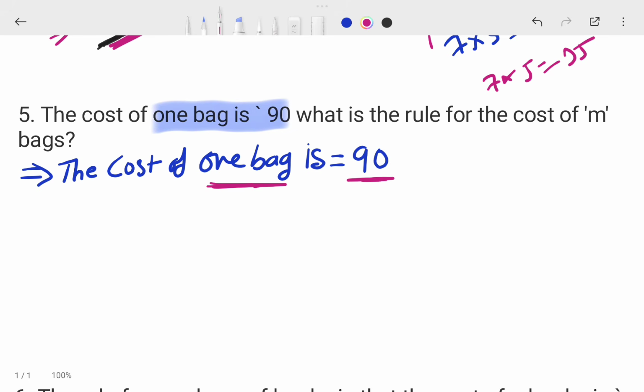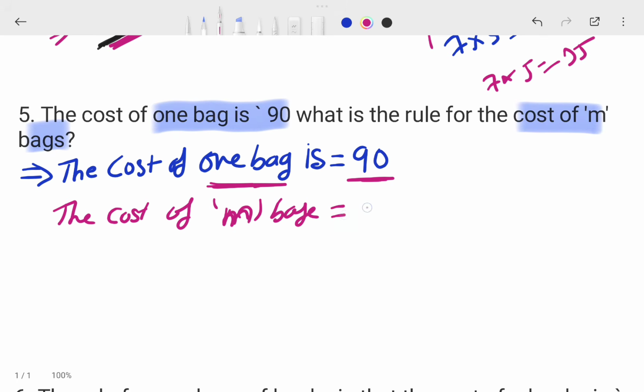Okay, this is the cost of one bag, 90 rupees. Now what is the rule for the cost of m bags? Now I am writing here the cost of m bags. Generally it is like that. Simple, we don't know how many bags they are asking. We know that the price of one bag is 90 rupees, but it is telling the cost of m bags. We don't know how many bags they are asking.